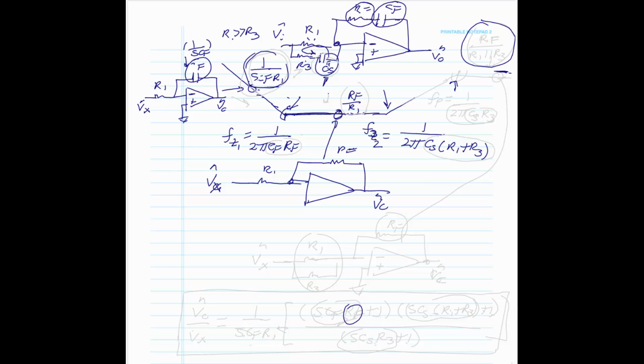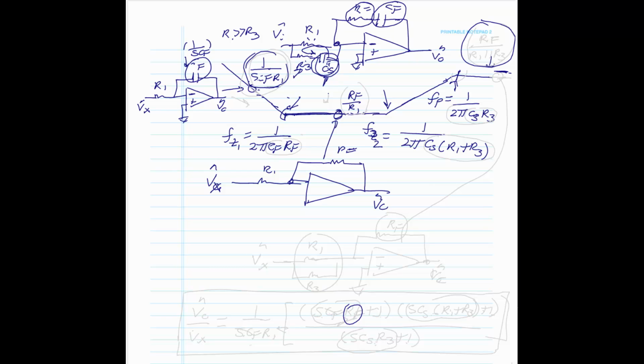Then it keeps going up and up until when? Until this capacitive reactance is equal to R3, which then stops it from going up. And that point, of course, is a pole because it stops going up. Now, that's going to be 1 over 2 pi CS R3. Now, what is that gain?